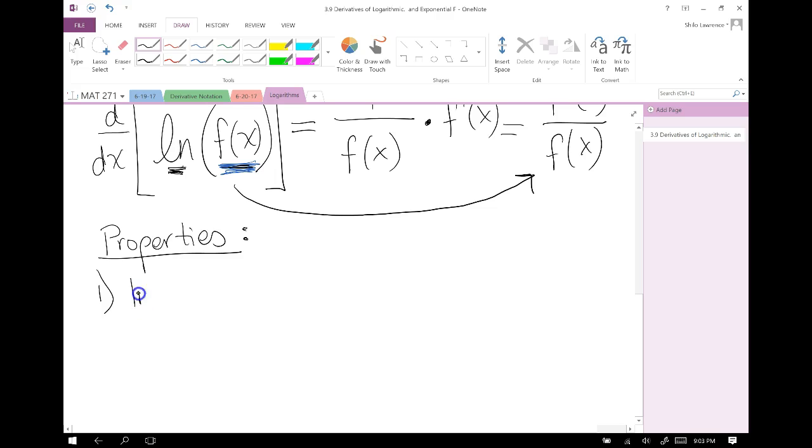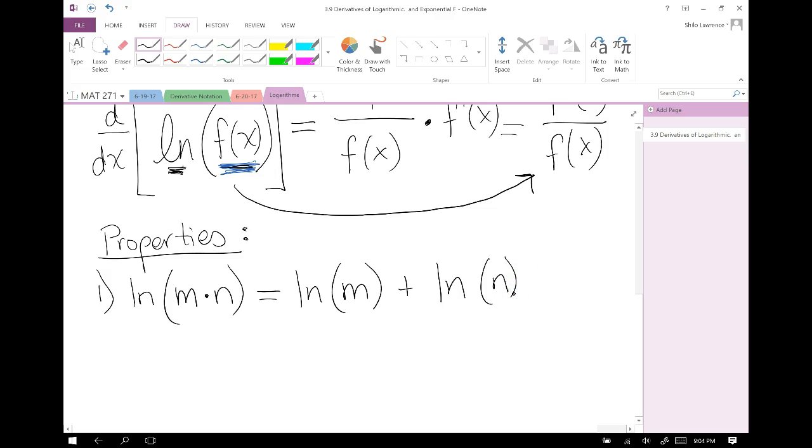Anytime you are taking the log, and this is not just natural log, this applies to any type of log, but anytime you're taking the log of a product, so inside of your log there's multiplication, you're actually allowed to separate that into two separate logs with addition in between, which is going to be really helpful for us in calculus, because when there's addition in between, we can take their derivatives separately.